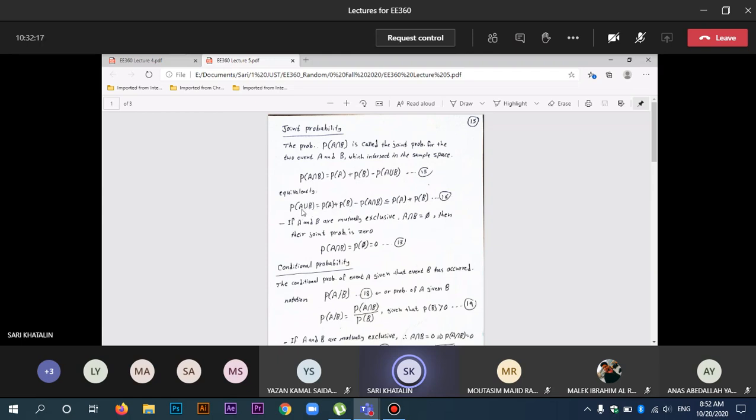So the probability of the union of A and B is equal to the probability of A plus the probability of B minus the probability of the intersection of A and B, which we did see in the last lecture, I believe on page 12. This is the exact same equation.